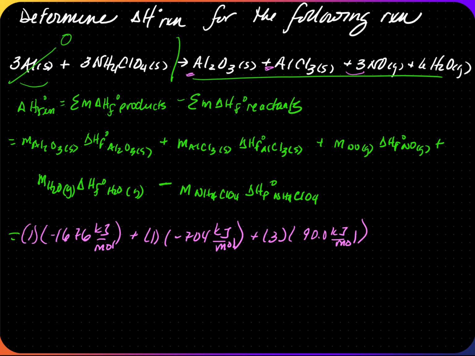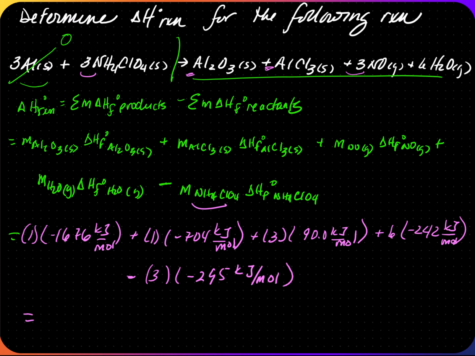The next one is water. There are 6 of them, and it's the gas value you want and not the liquid. It is negative 242 kilojoules per mole, minus our reactant here. There's 3 moles of that because the coefficient is 3, times the value, which is negative 295 kilojoules per mole. So if you do this correctly, you get negative 2,677 kilojoules per mole for the reaction. It's an exothermic reaction.